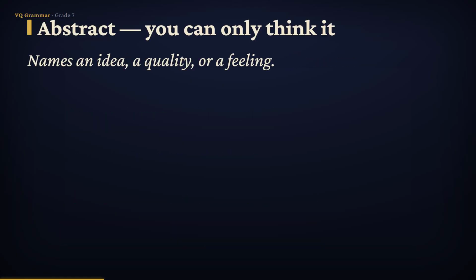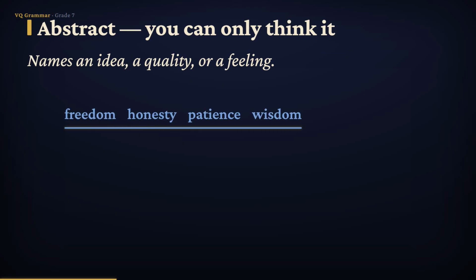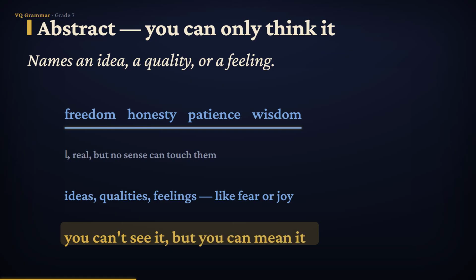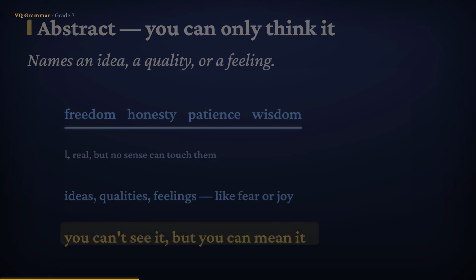Now the opposite kind, abstract nouns. An abstract noun names something that is real but cannot be sensed, an idea, a quality, or a feeling. Think of freedom, honesty, patience, and wisdom. You can't hold patience in your hand or hear wisdom the way you hear thunder, yet they are absolutely real. Feelings belong here too, like fear or joy. So if you can only think about it, never touch it, the noun is abstract.